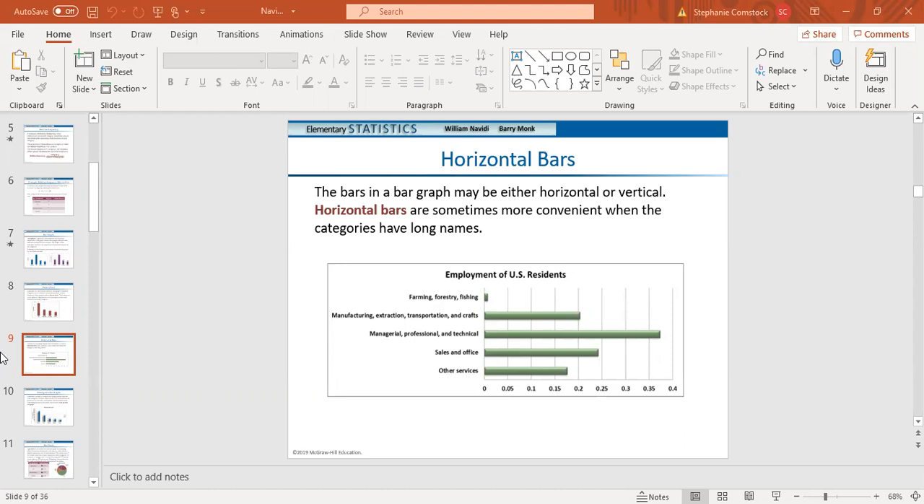Notice that across the bottom here, they're using relative frequencies for this one, and it's the same type of thing. We've just got that the chart is turned sideways.